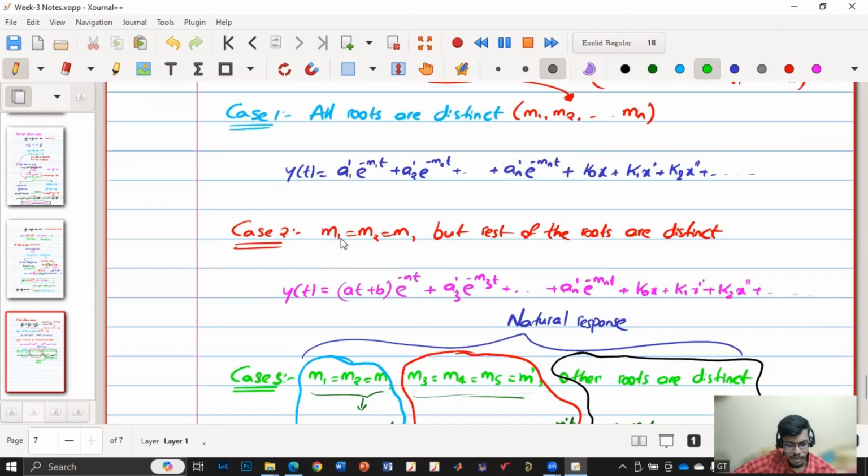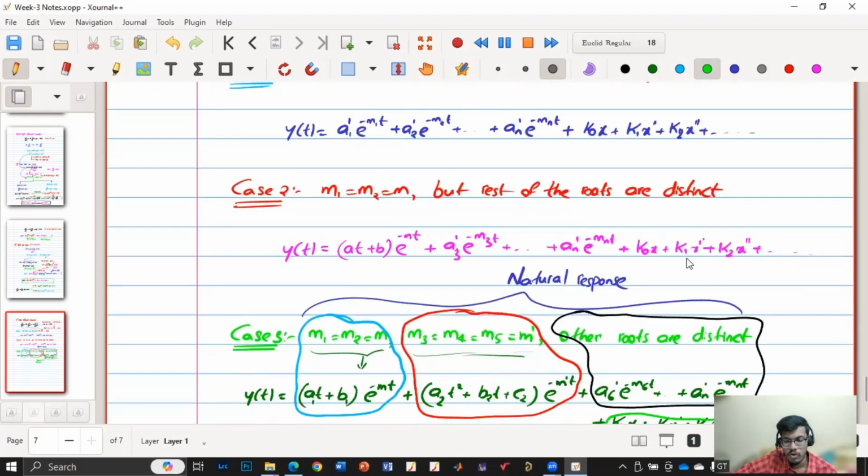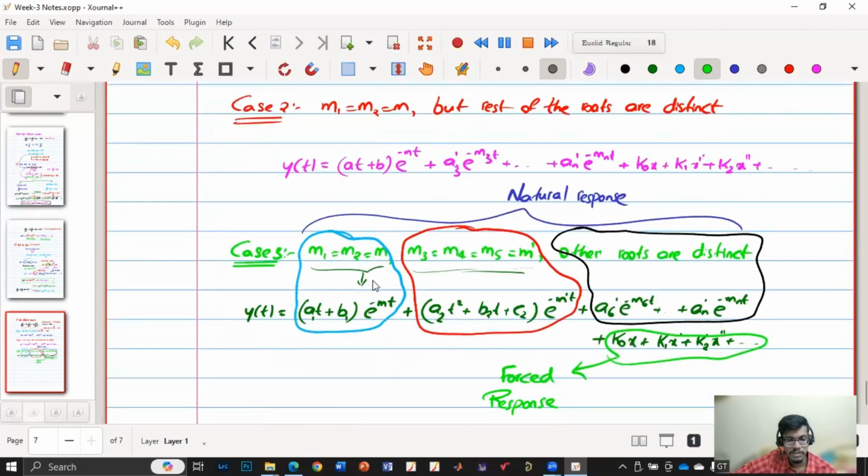Simple. If two roots are equal, then instead of the first two terms, we'll get (at plus b) into e to the power minus m t, and the remaining terms are the same. And the last terms will be the forced response. If we have an exceptional case where two roots are equal at one value, three other roots are equal at some different value, and the rest of the roots are distinct, then for the first two roots we'll directly write at plus b. As the repeated roots increase, this expression will increase. So if three roots are equal, we'll have a quadratic. If x roots are equal, we'll get an (x minus 1)th order polynomial.